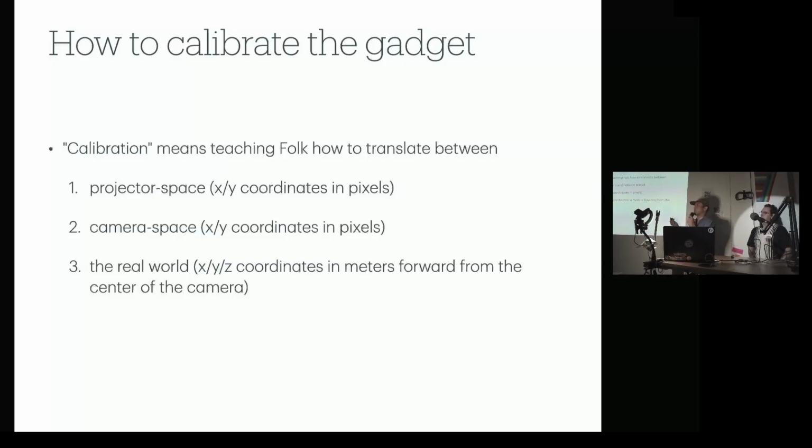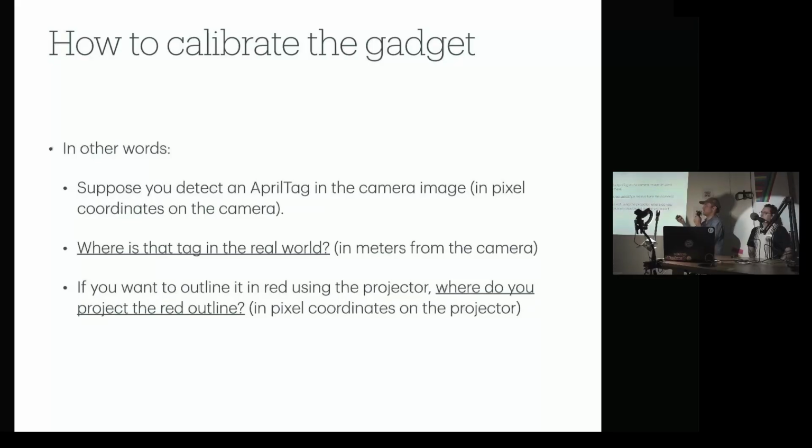How do I turn those into meters? Where is it in the real world in 3D space? And then I want to project onto it, right? Like I want to outline it in green, or outline it in purple, or whatever. Where do I project in the projector image, which is also XY pixel coordinates, but a different set of XY pixel coordinates? How do I do this three-way mapping between camera, real world, and projector? And we actually have a pretty good solution for this on Folk tables, which we're mostly able to apply.